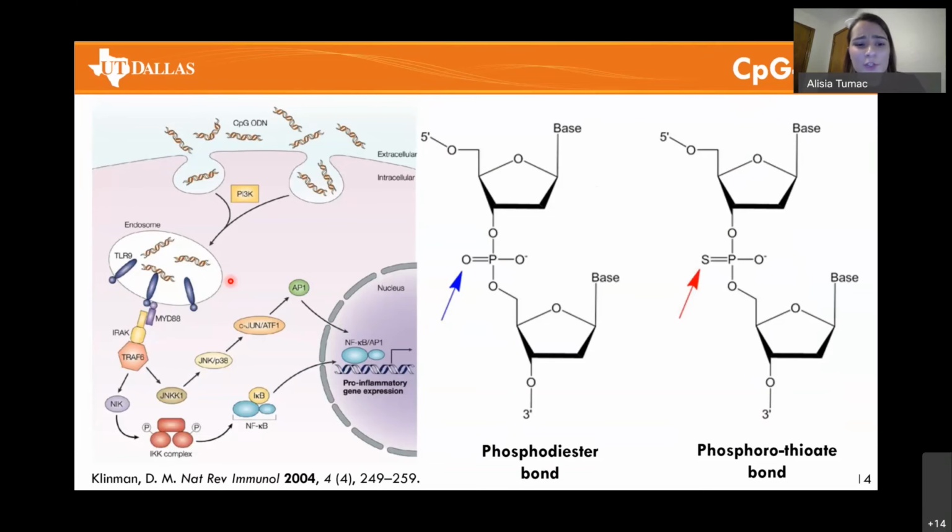One thing that I forgot to mention about CpG, and that I think is pretty cool, is that whenever you replace the phosphodiester bond with the phosphorothioate bond, you can make this molecule resistant to DNases, and this is what makes CpG stable in vitro. So, like I mentioned, it's non-specific and it can also be cytotoxic.